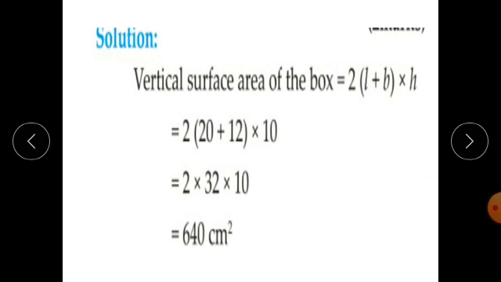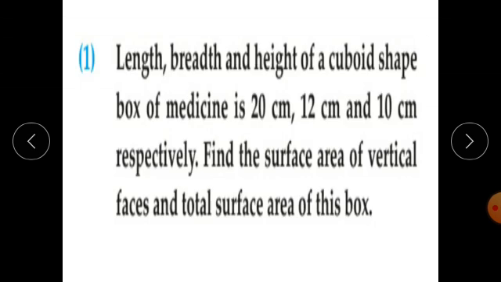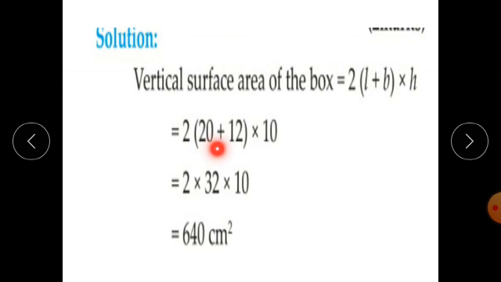Solution. Vertical surface area of the box means vertical surface area of cuboid equal to 2 times of length plus breadth into height. Now substitute values. Length is given 20, breadth is given 12 and height is given 10. So substitute here 2 into 20 plus 12 into 10.